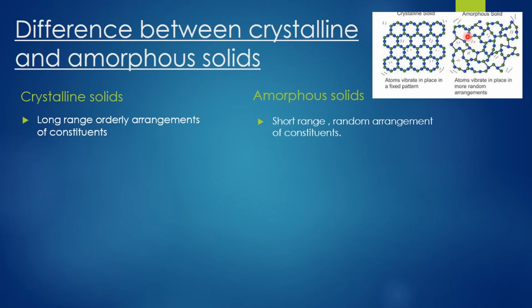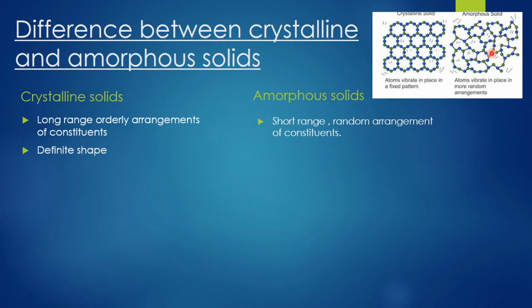When you see this picture, you can see that somewhere the atom will be missing, somewhere the shape will be missing. It is somewhat like coagulated, somewhat arranged in a disordered manner. That is what is called the random arrangement. And even if you find any packing perfect, that will extend only for a short range. That's the main difference between the crystalline solid and the amorphous solid.